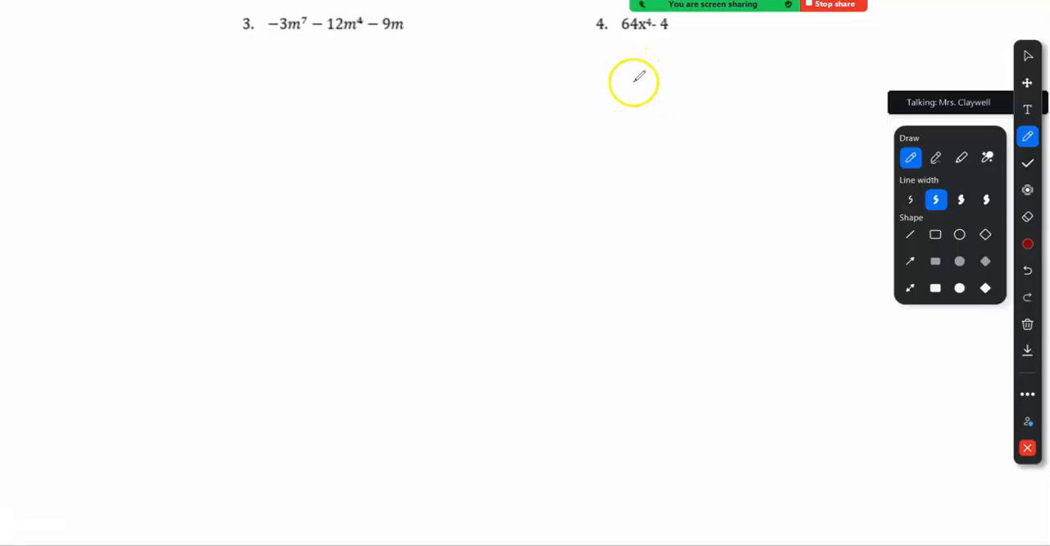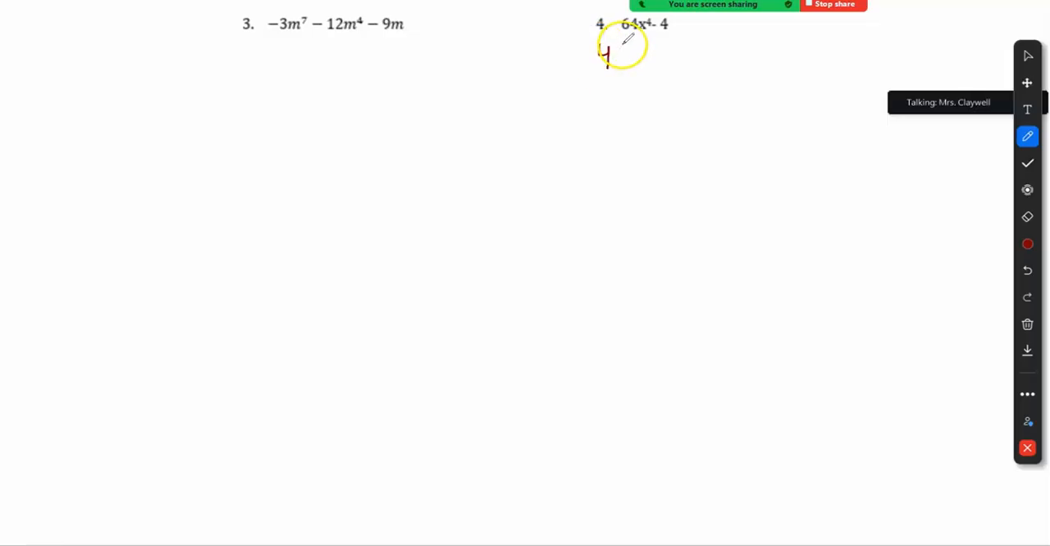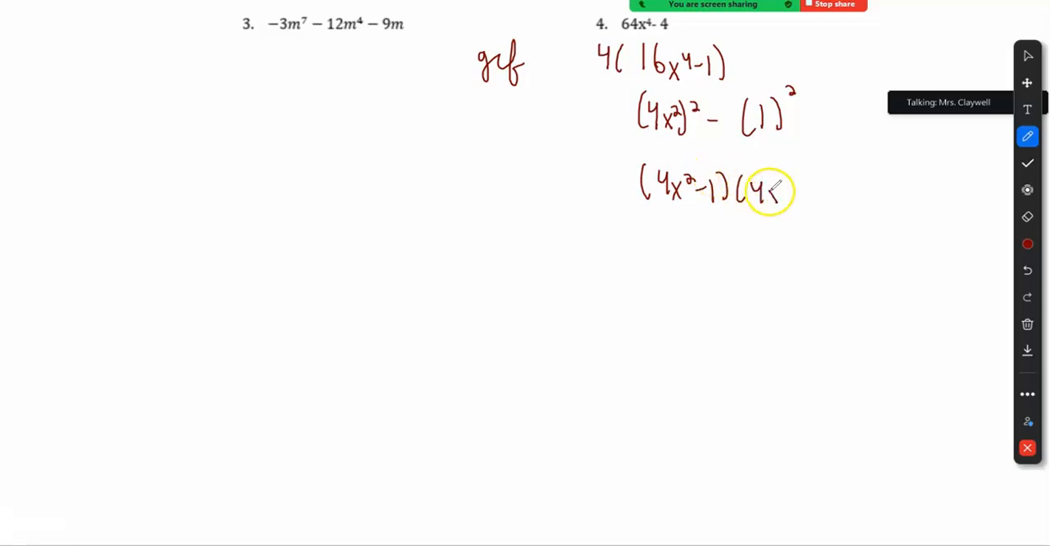Okay. We're going to do problem 4 first. I'm going to pull out, I see a GCF of a 4. So that method was a GCF. Now this looks like I can do something squared minus something squared. Square root of 16 is 4. Square root of x to the fourth is x squared. So I have 4x squared minus 1, 4x squared plus 1. I still have my 4 from the beginning. So this is difference of squares.